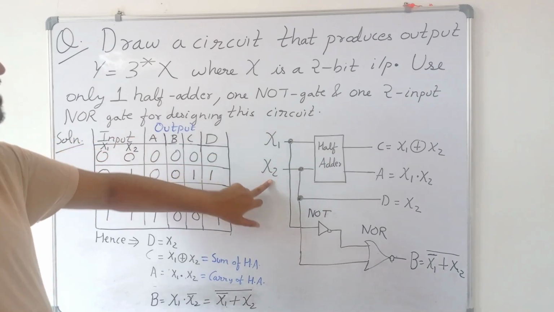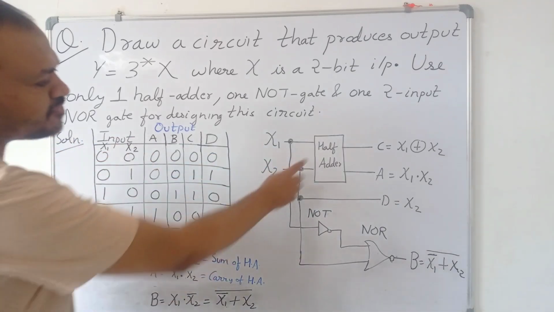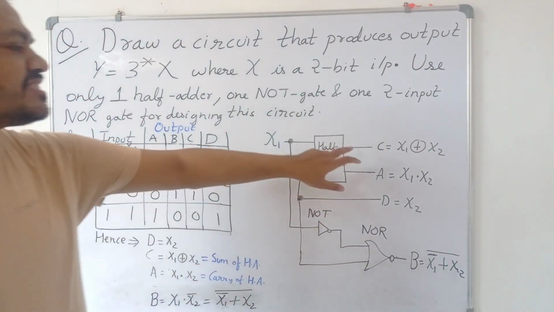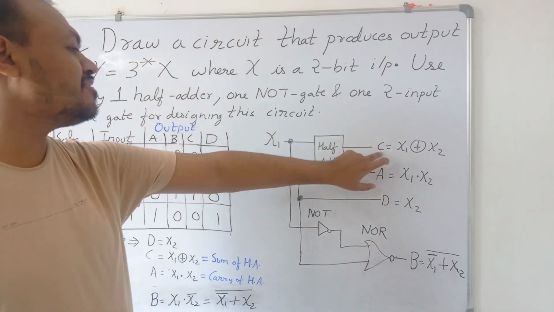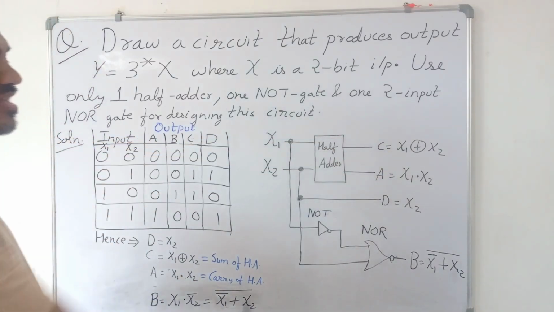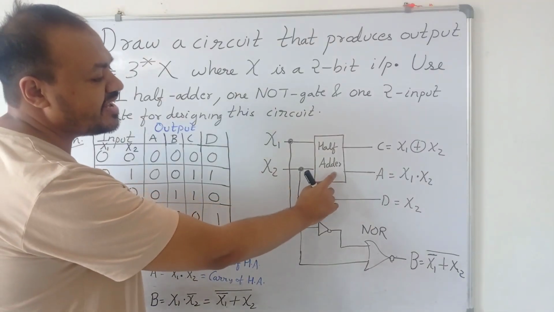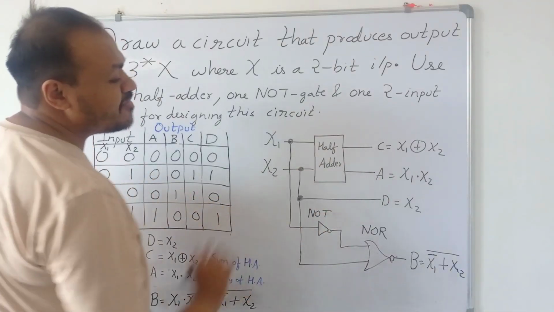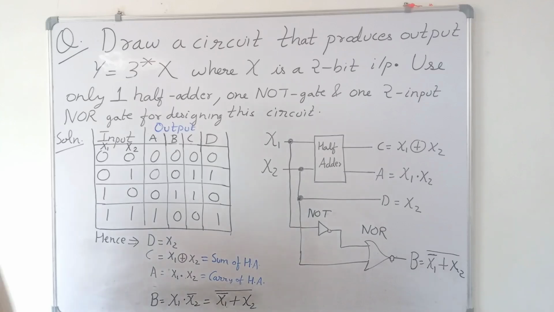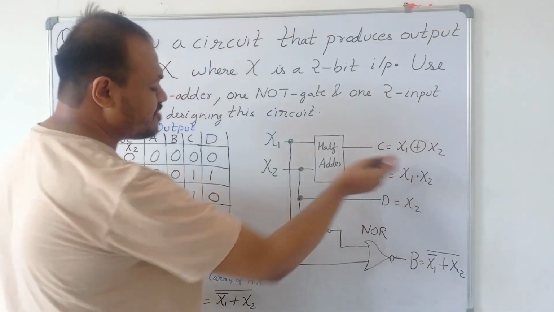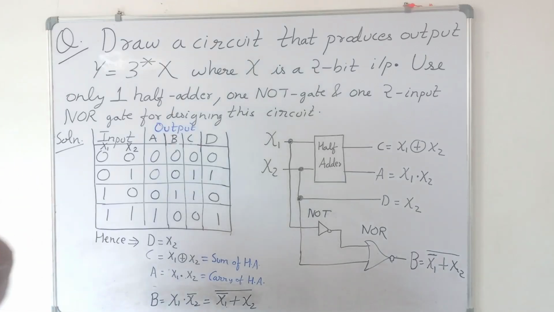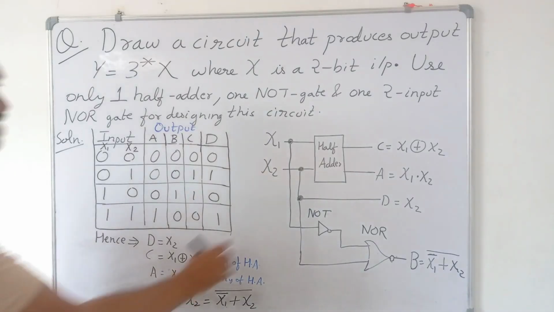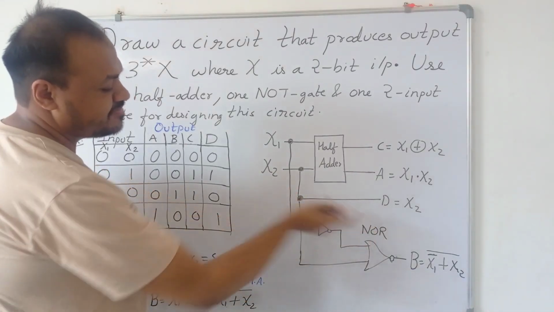So X1 and X2 are the inputs. First of all, we will use a half adder. The sum of half adder is equal to X1 XOR X2, that is equal to the output bit C. The carry of half adder is A, so A is equal to X1 dot X2. C equals the sum of half adder and A equals the carry of half adder. Then D is equal to X2, so D can be as it is.